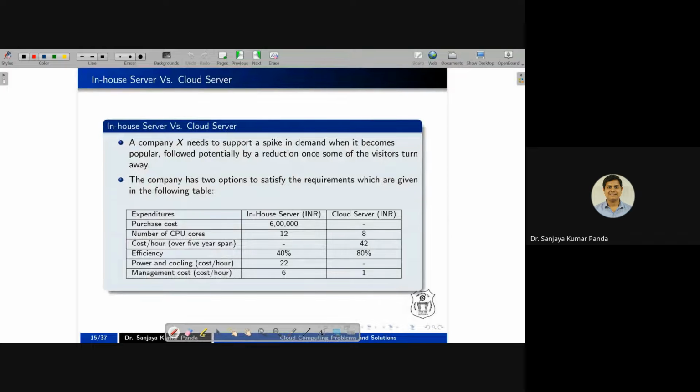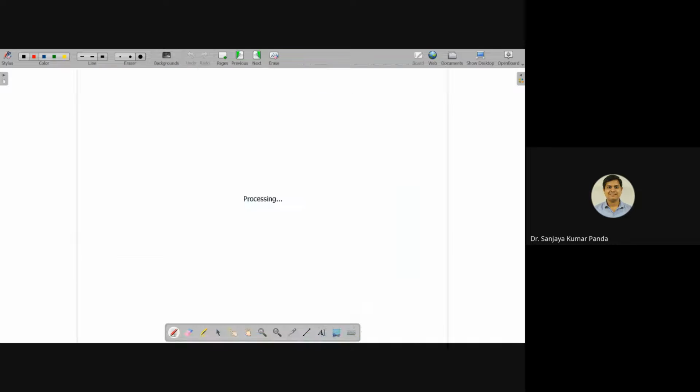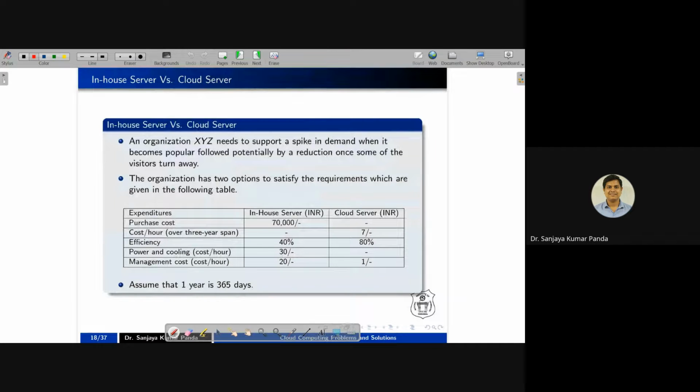Okay, so there is another problem. You can quickly solve this particular problem, or you can solve it as part of the assignment, but I'll quickly tell you. Here also you have been given, I think we have solved this, yeah, this is another problem. So here the purchase cost is given as 70,000 over a 3-year period.